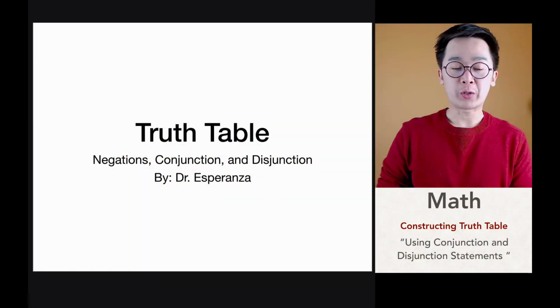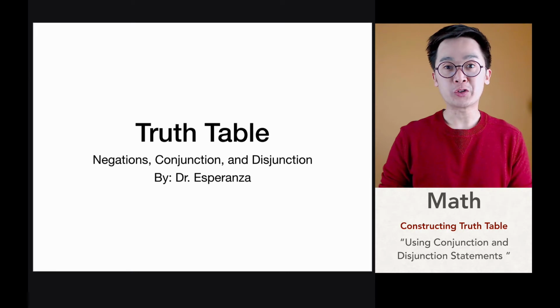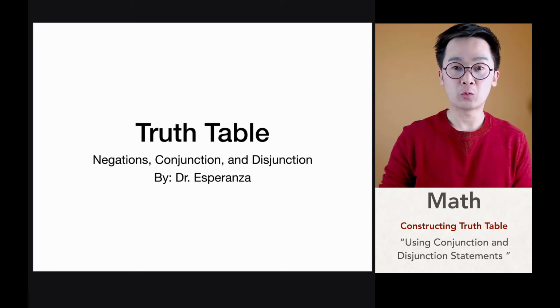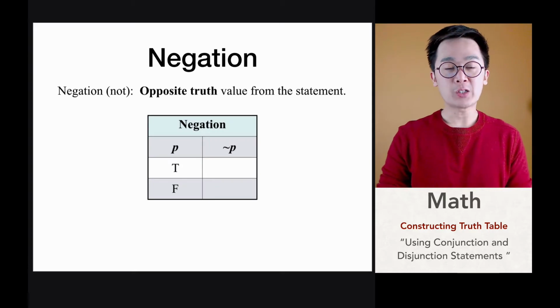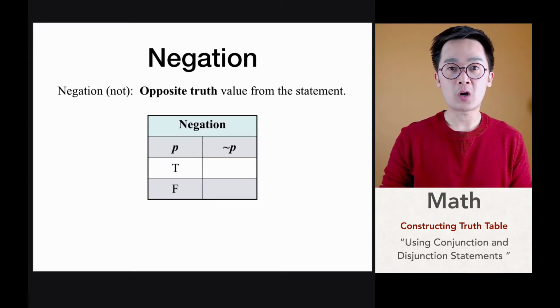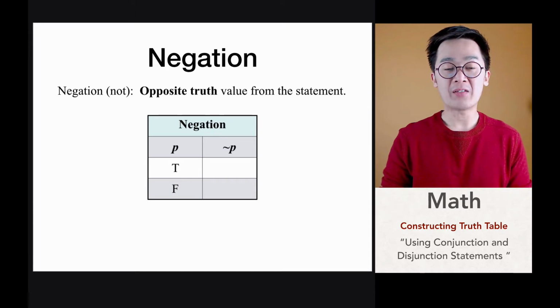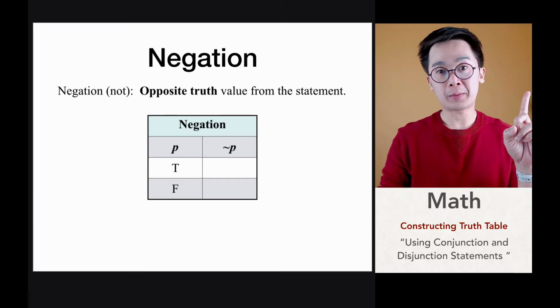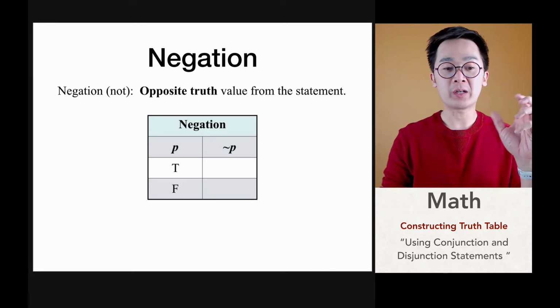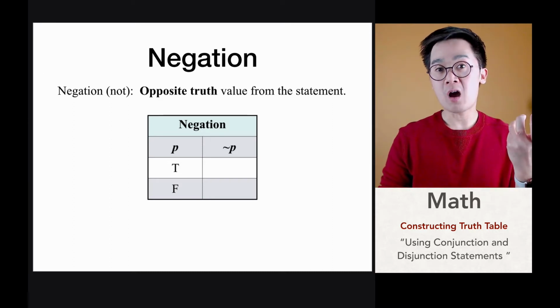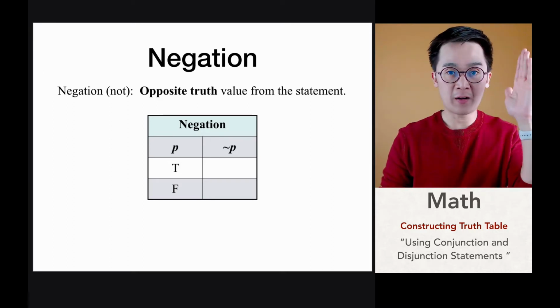Hello everyone, today we're going to be working on how to construct the truth table of our two basic statements or compound statements. So in negation, if we're going to transform our negation value into a truth table, let's say we have a value of p. The value of p could be a true statement or a false statement, and if we're going to negate our statement p, that means we're just going to use the opposite truth value of that particular statement.